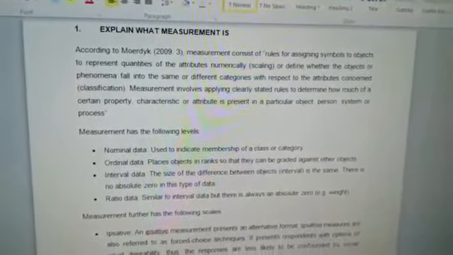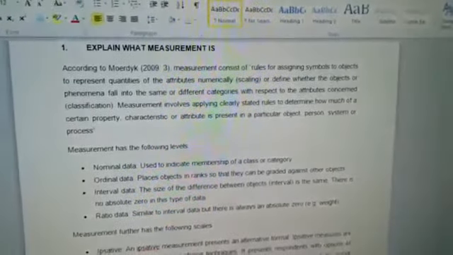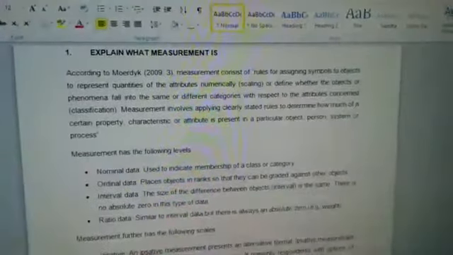Greetings, ladies and gentlemen. Today we're going to learn about measurement, predictors, and criteria for the selection process.